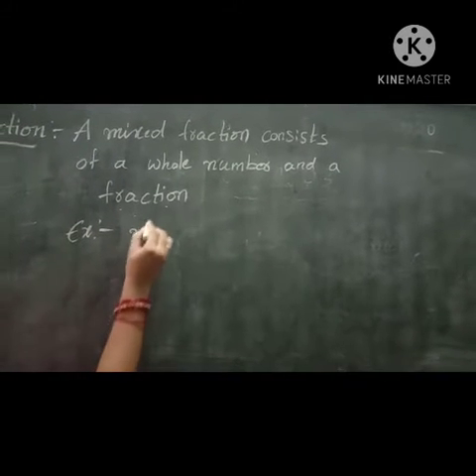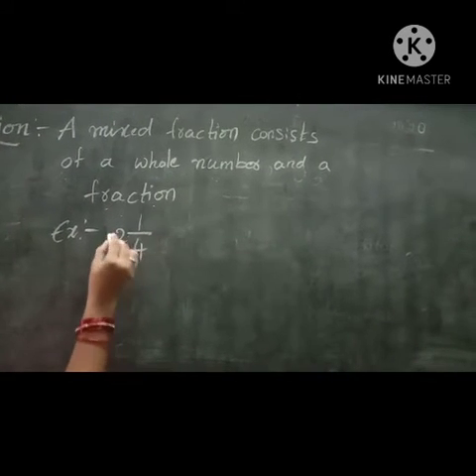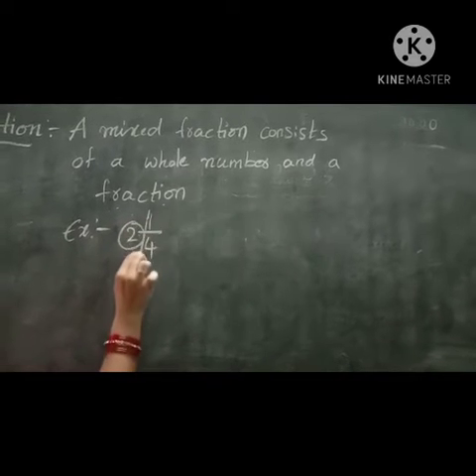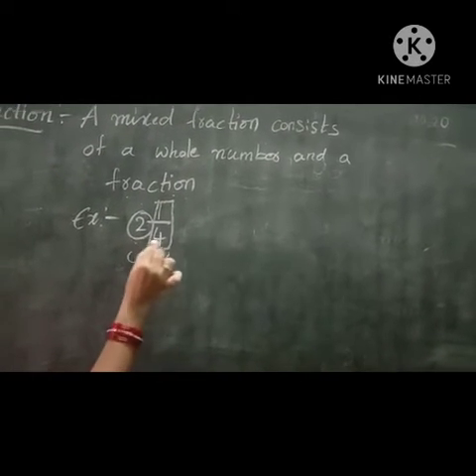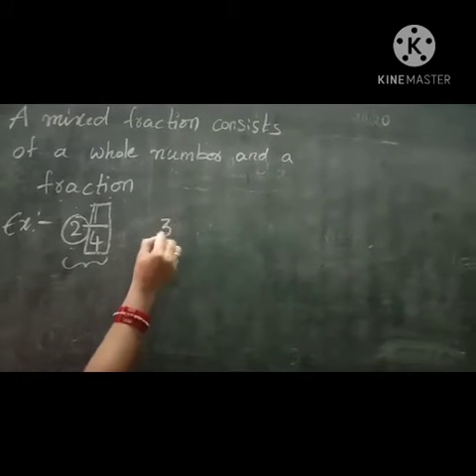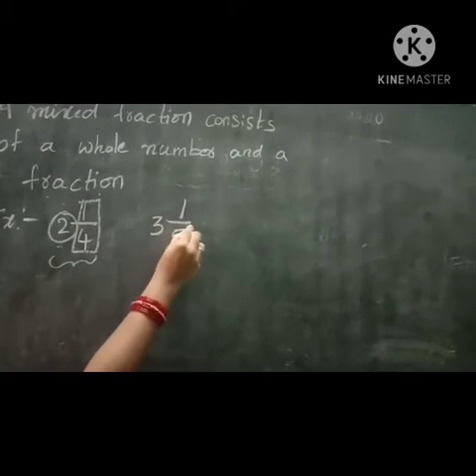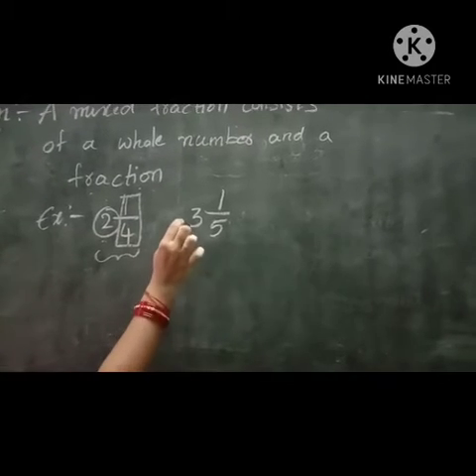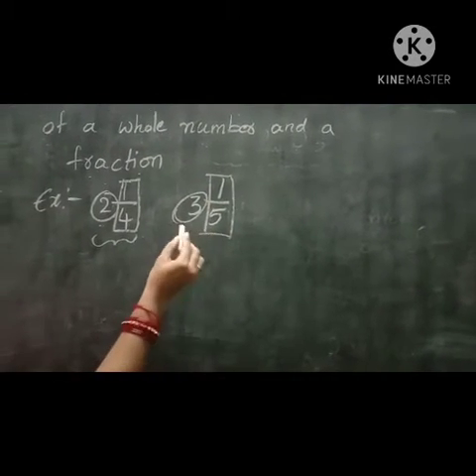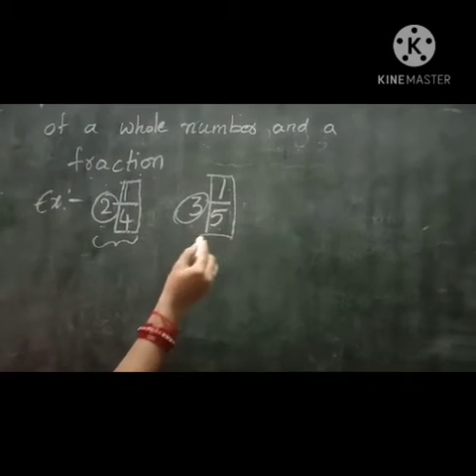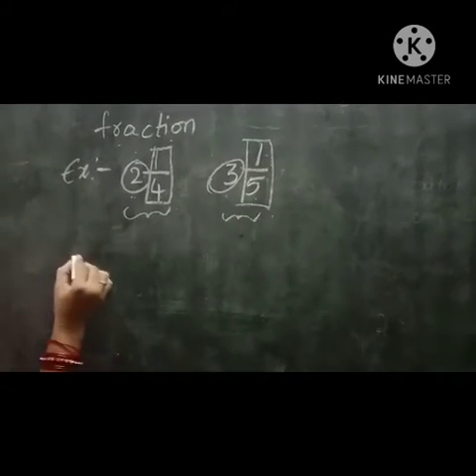See here, 2, 1 by 4. This is the whole number and this is the fraction. Total, this is called a mixed fraction. Now see 3, 1 by 5. Here 3 is the whole number and 1 by 5 is the fraction. Total 3, 1 by 5 is a mixed fraction. Now see children.